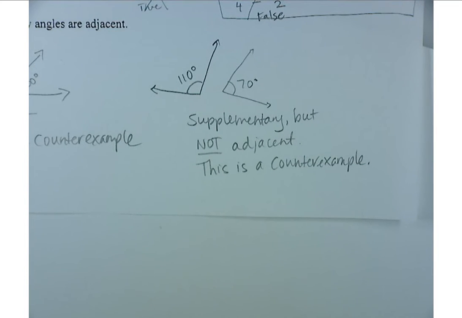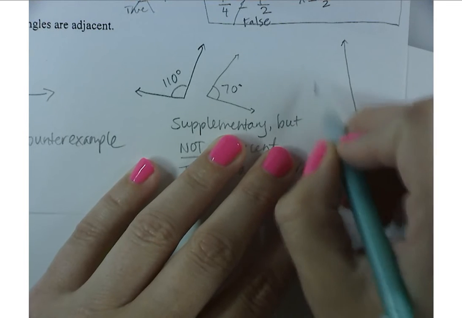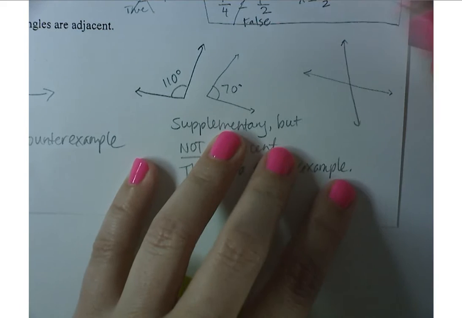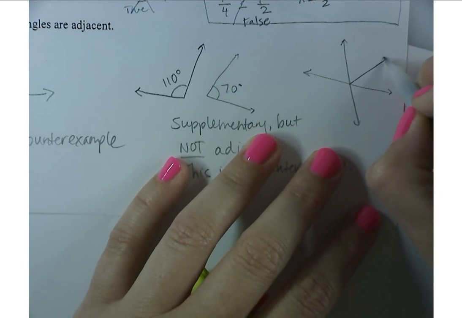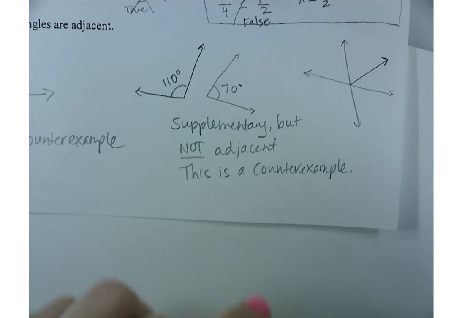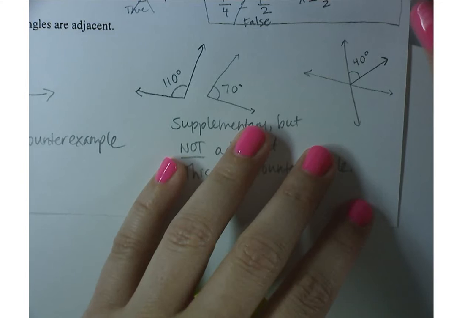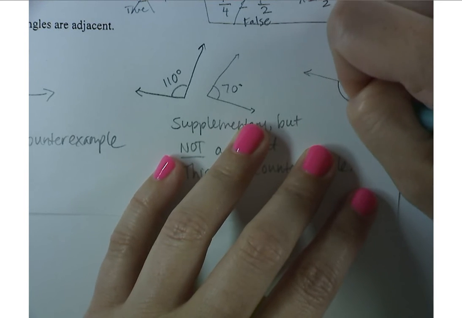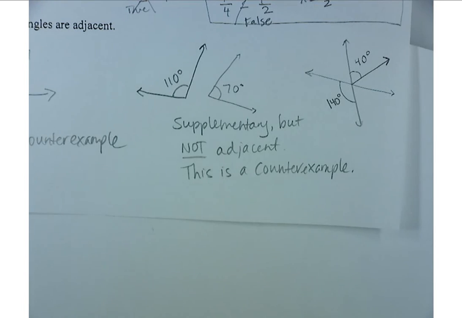So sometimes your counterexample is just going to be a picture. Did you guys draw some other pictures too? Okay, there would be another example. Okay, so they just cannot be adjacent, which means they do not share the same side and a vertex.